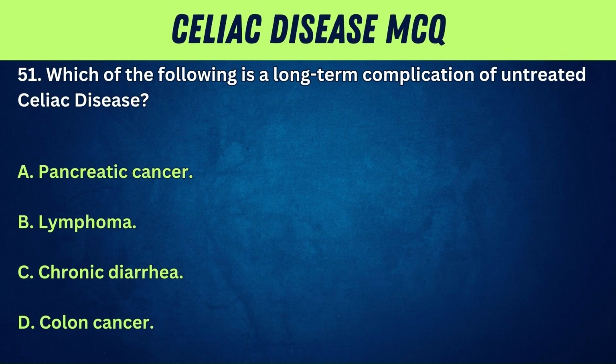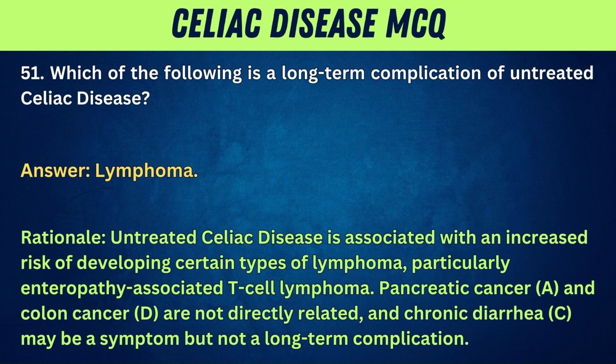51. Which of the following is a long-term complication of untreated celiac disease? A. Pancreatic cancer. B. Lymphoma. C. Chronic diarrhea. D. Colon cancer. Answer: lymphoma. Rationale: untreated celiac disease is associated with an increased risk of developing certain types of lymphoma, particularly enteropathy-associated T-cell lymphoma. Pancreatic cancer, A, and colon cancer, D, are not directly related, and chronic diarrhea, C, may be a symptom but not a long-term complication.